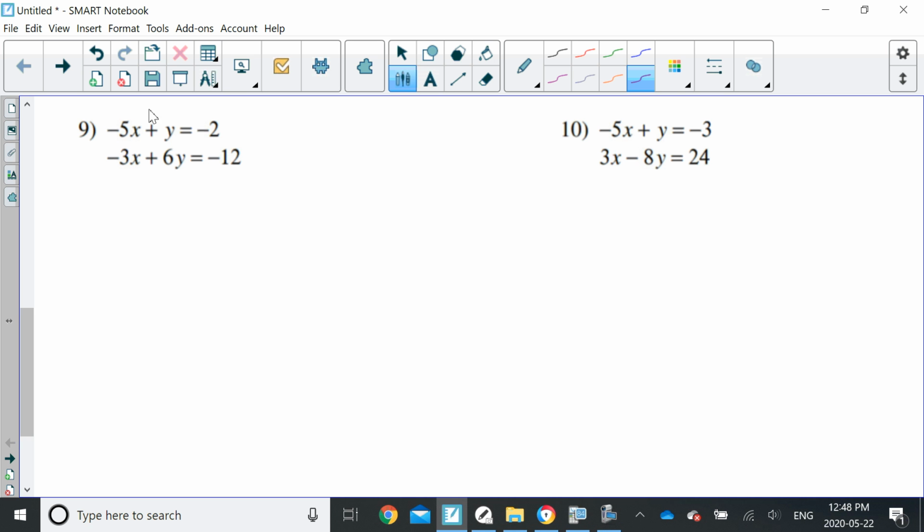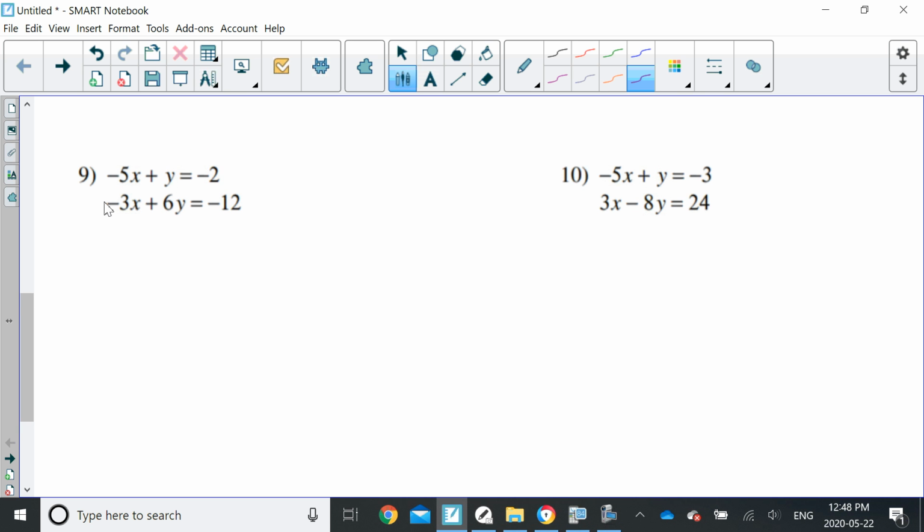Oh, look at this y. It's by itself. I could solve for y in one move. Basically, if I want that y by itself, how do I isolate that y? I'm going to get rid of that negative 5x. I need to add 5x, and I need to add 5x. And look at that, I just isolated for y.